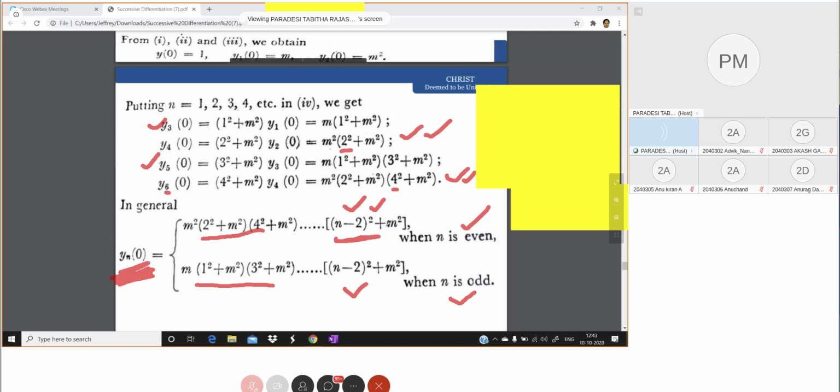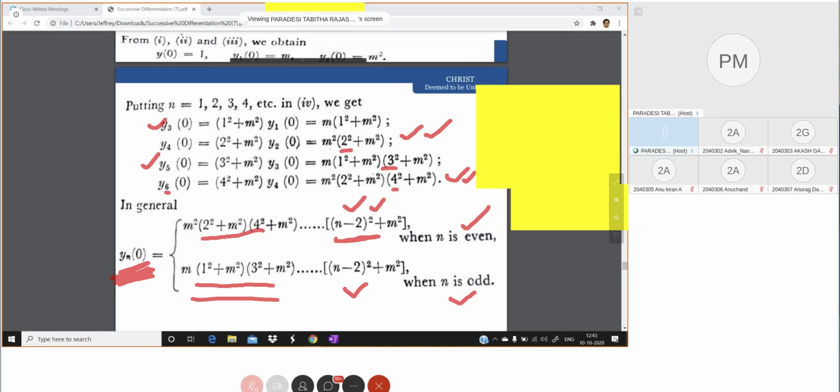So that's about the even terms. Move on to the odd terms. For y3, it's a 1 square. For y5, it is a 3 square. So for yn, it is n minus 2 whole square plus m square, and the pattern is this one. So this is how we get it for n odd and n even.